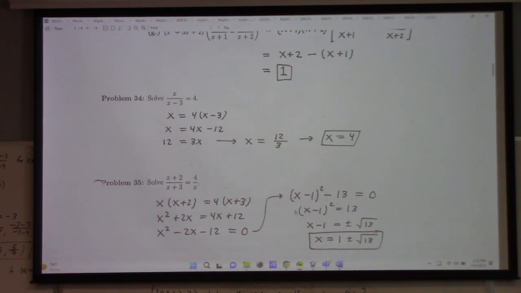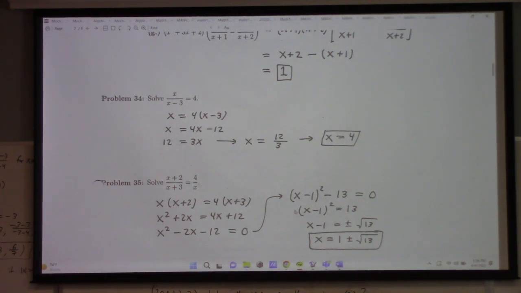The next one, if you're faced with something like x over x minus 3, what you want to do is multiply both sides by x minus 3. And then you've got a linear equation, which then you isolate x, divide by its coefficient, and you get x equals 4. Right? There's that one.